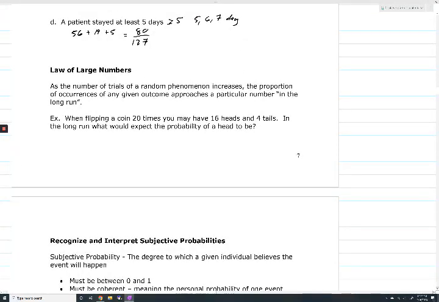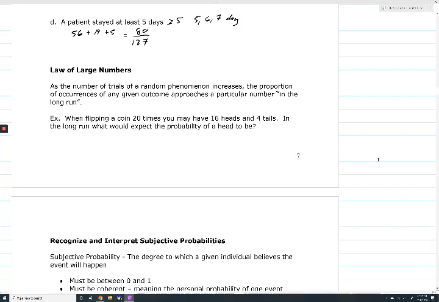Next, we're going to talk about the law of large numbers. All right, so the law of large numbers states that as we increase the number of trials, the empirical probability will get closer and closer to the classical probability, meaning what happens in our experiments will get closer and closer to what actually happens in real life.